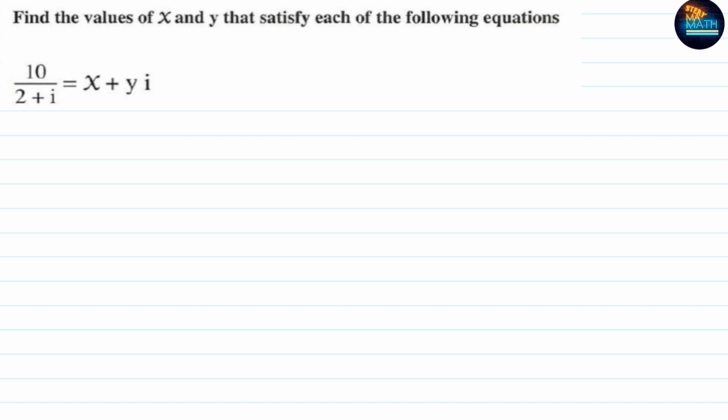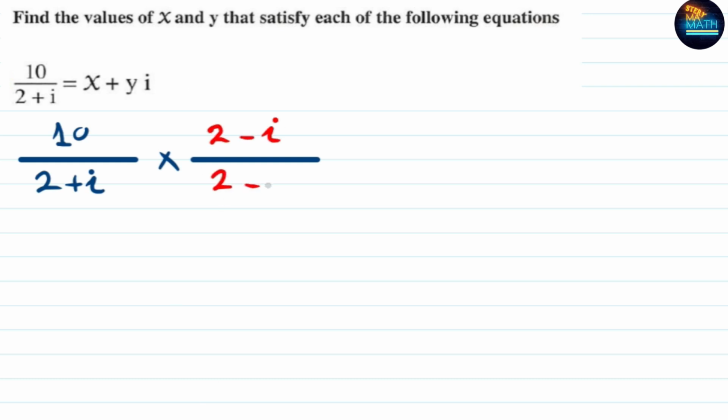Find the values of x and y that satisfy each of the following equations. 10 over 2 plus i is equal to x plus yi. Here in the left-hand side, it's not in the simplest form. To simplify that, you have to multiply the numerator and the denominator by the conjugate of the denominator, which is 2 minus i. So multiplying by 2 minus i in the numerator and 2 minus i in the denominator.